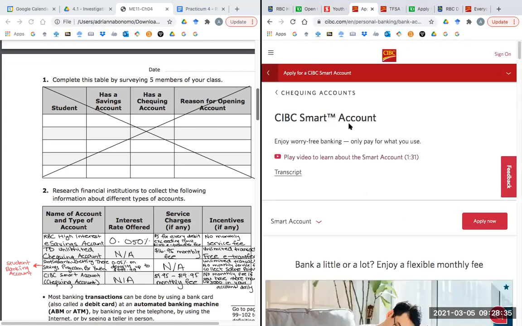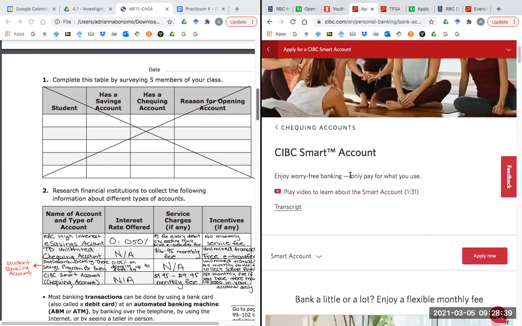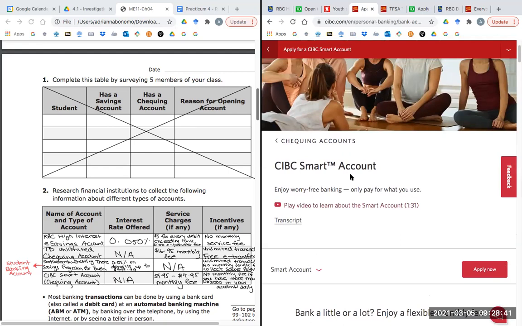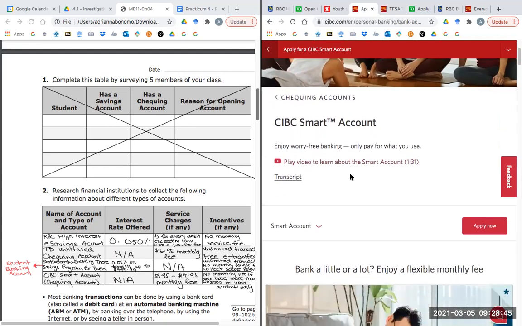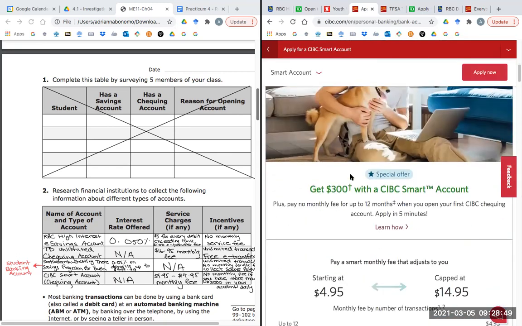And the last account is the CIBC Smart Account, which is a checking account. So checking account, again, this is usually where the money will come out of when you're making purchases. There is no interest rate offered because of that. It is a checking account. Service fees, this one's interesting.